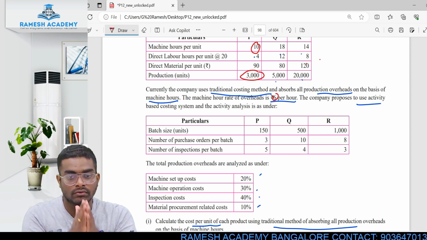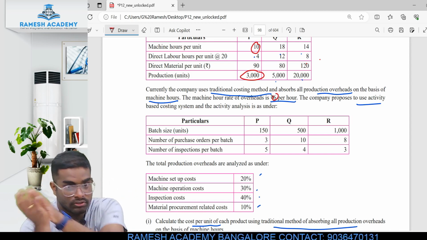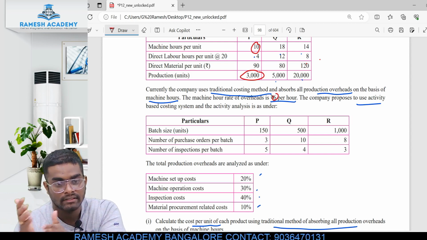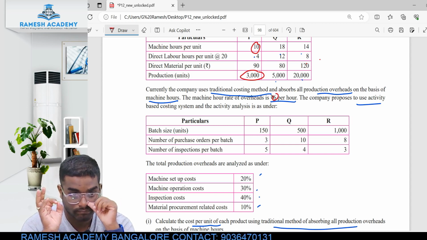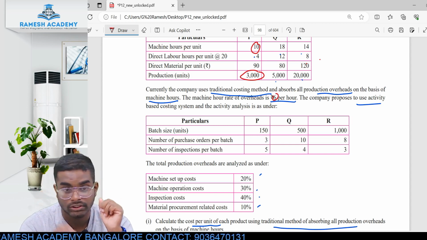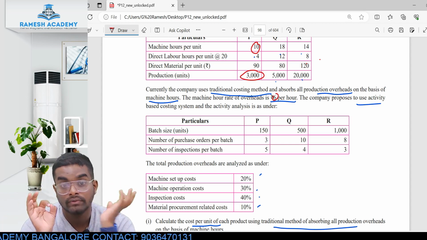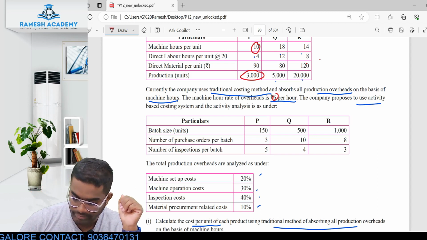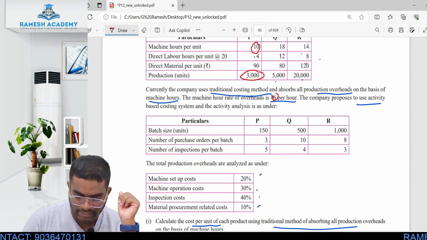So in one batch, one setup. So we'll do one setup, one batch of output will come out. Then we'll do another setup, one batch of output will come. In the same manner, they have produced 3000. So 3000 units has come out, and per batch it is 150. In case of P, how many number of setups they would have done? It would be 3000 divided by 150, that is 20 number of setups.